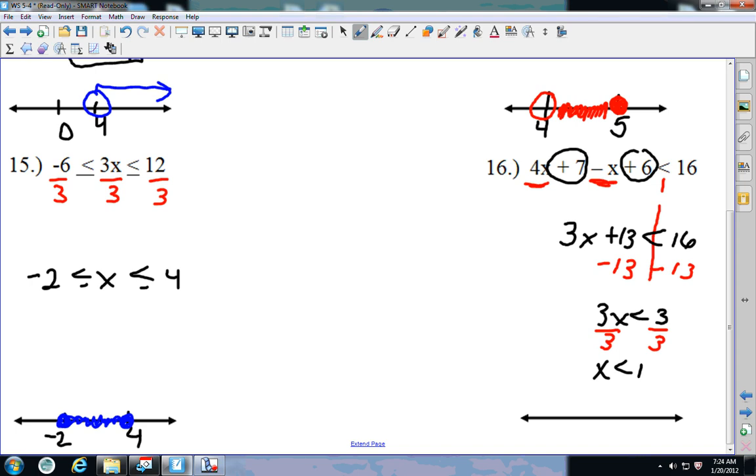x is less than 1. So right here I have a 1. It will be an open circle. It is less than, so I'll shade to the left.